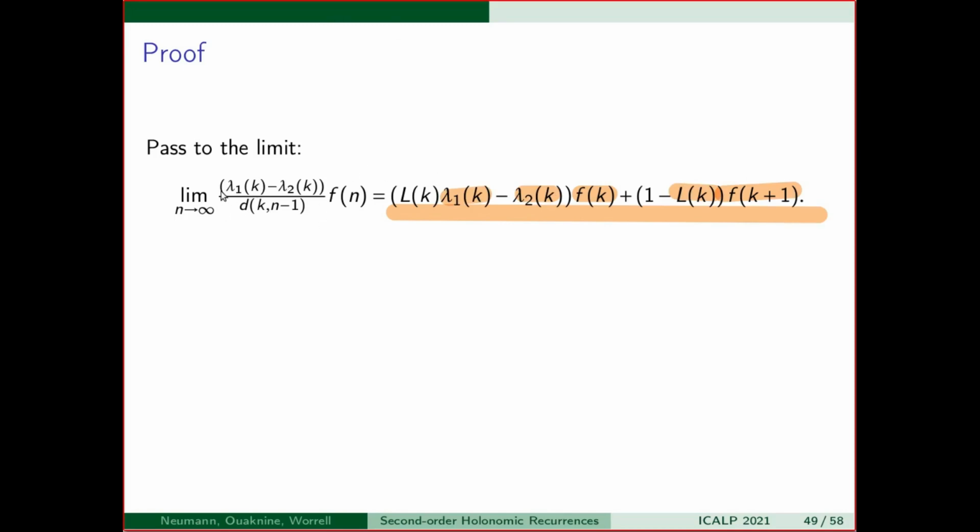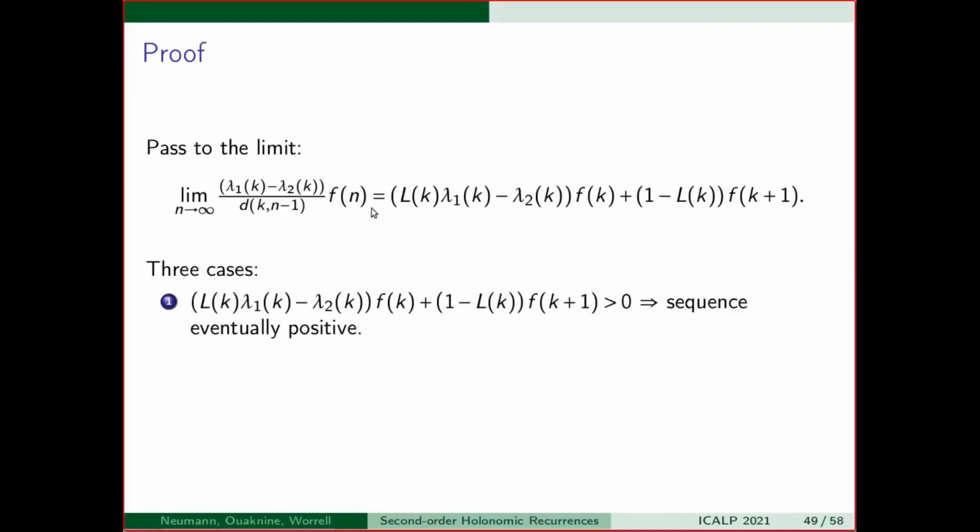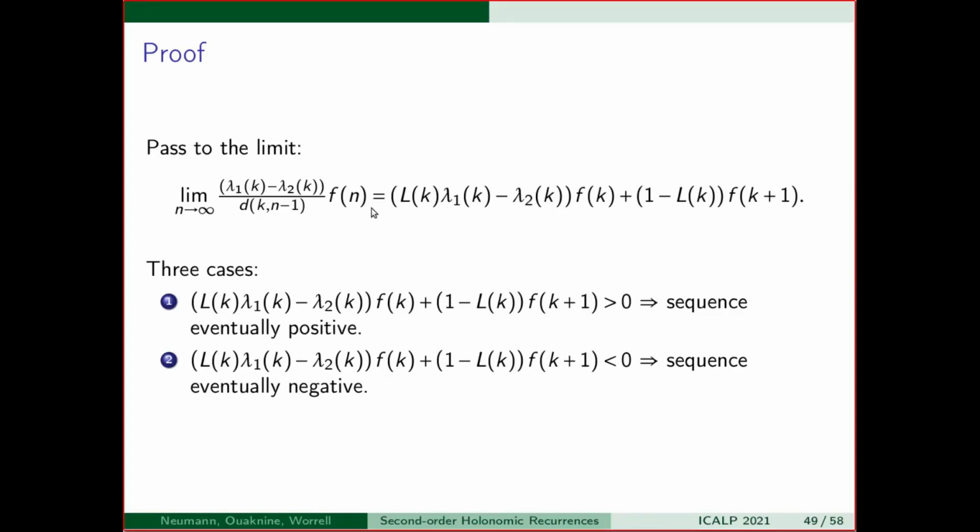Now on the left hand side here, we have lambda_1(k) minus lambda_2(k), which is a positive number because lambda_1 is the large eigenvalue, and we divide this by d_k(n-1), which is also a positive number. So the sign of the left hand side is always equal to the sign of f(n). So if the right hand side doesn't vanish, we're immediately done. If the right hand side is strictly positive, then the sequence will be eventually positive. If the right hand side is strictly negative, then the sequence will be eventually negative. However, of course, if the right hand side vanishes, we don't quite know what happens yet.